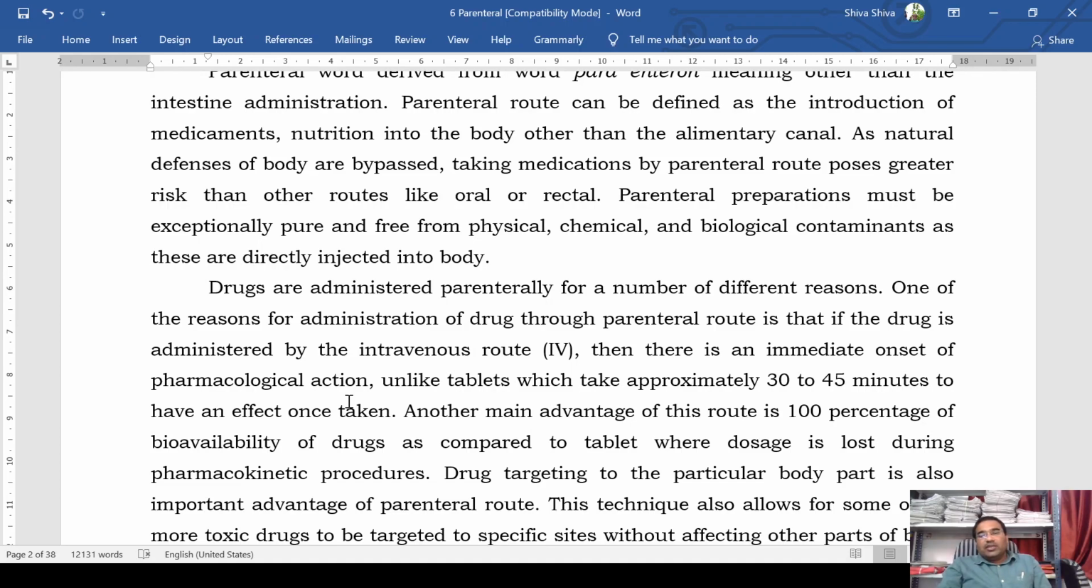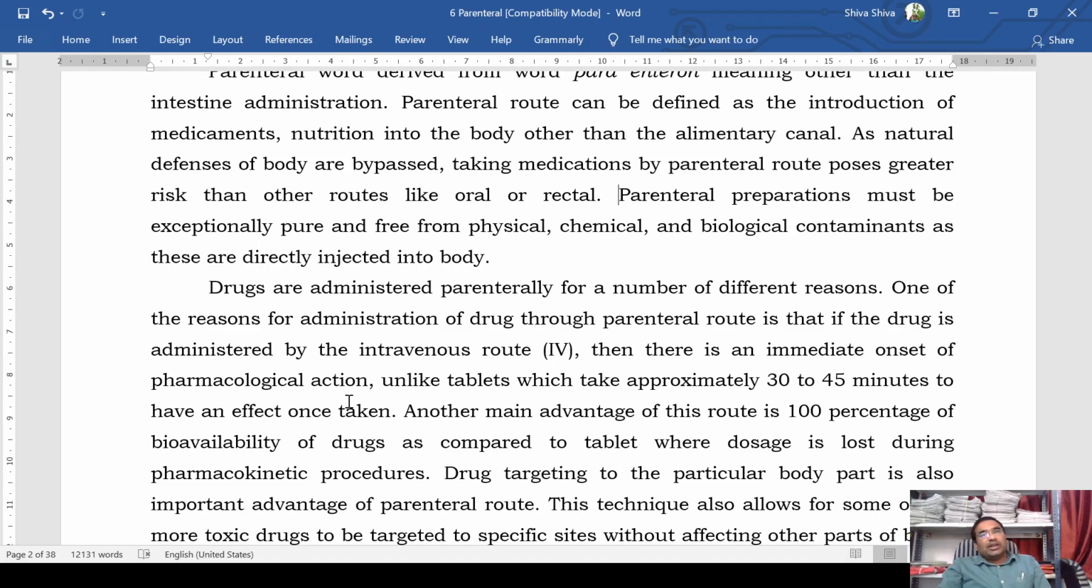Then there is an immediate onset of pharmacological action, unlike tablets, which take approximately 30 to 45 minutes to have an effect once taken. So all of you know what onset of action means. Onset of action can be defined as the time required to show the action of any dosage form. So generally tablet, capsule, or the medicaments which are taken orally take time to show their action. Like tablet may take up to 15 to 30 minutes to show the action.